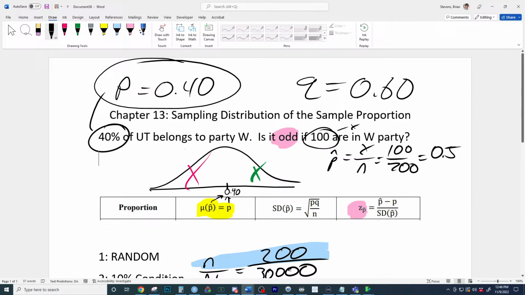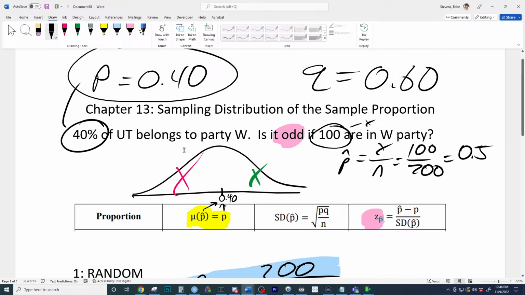So 40% is at the center of the curve. We landed at 50%. So we're probably closer to the green or the red? Not saying exactly where we landed, but probably around the green, right? Because it's above average. So what else should we probably put on this curve? I'm going to start drawing it here. But we probably need to figure out the what's for this curve.